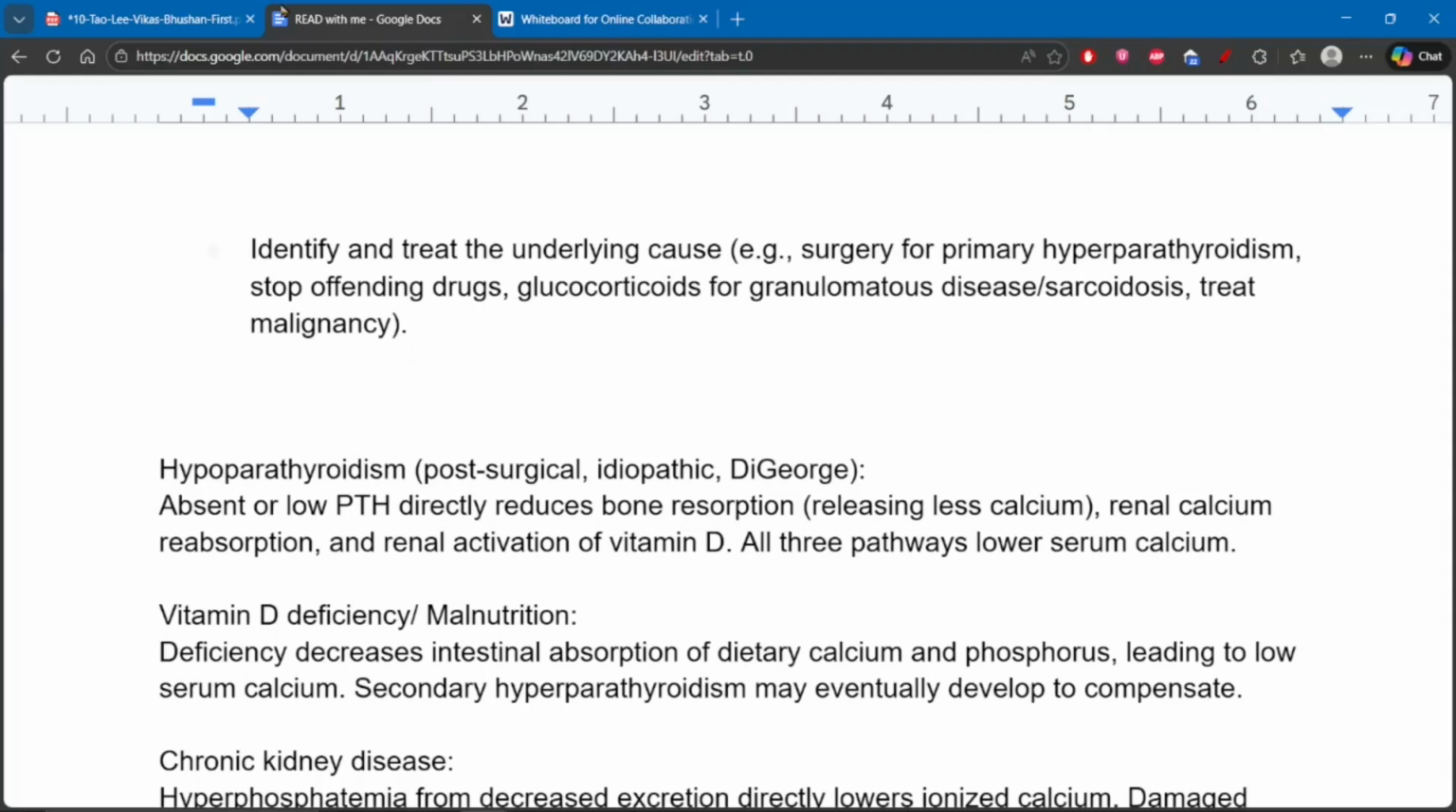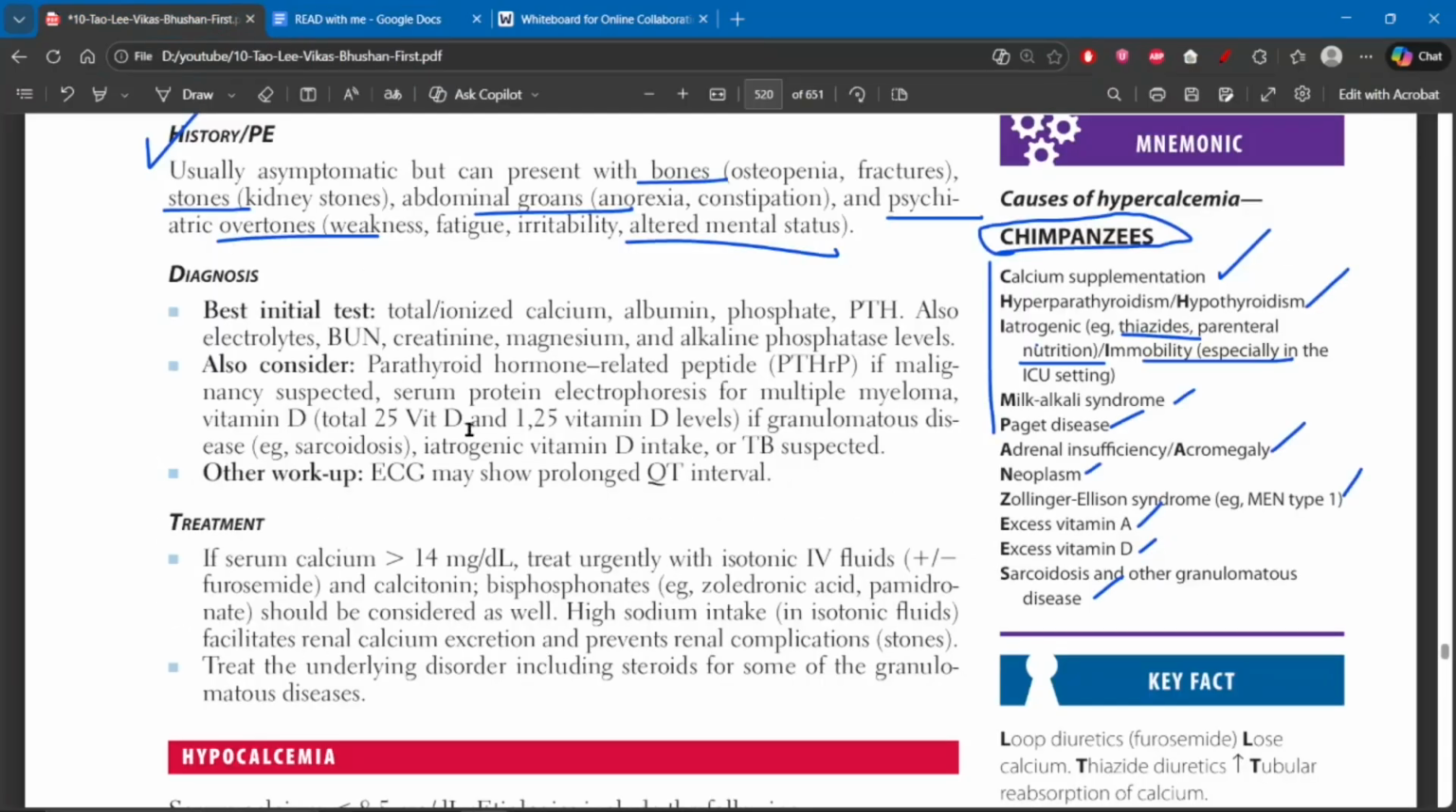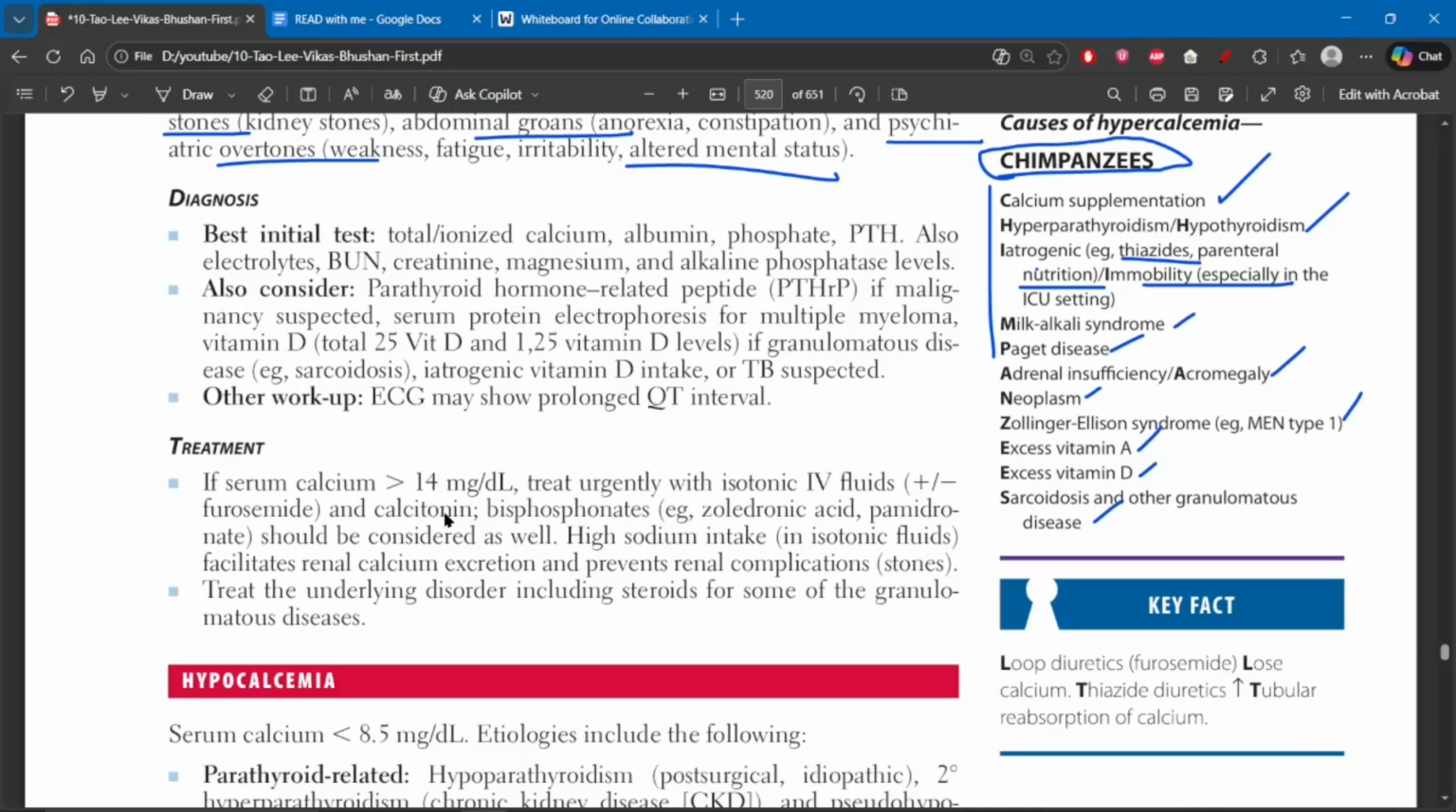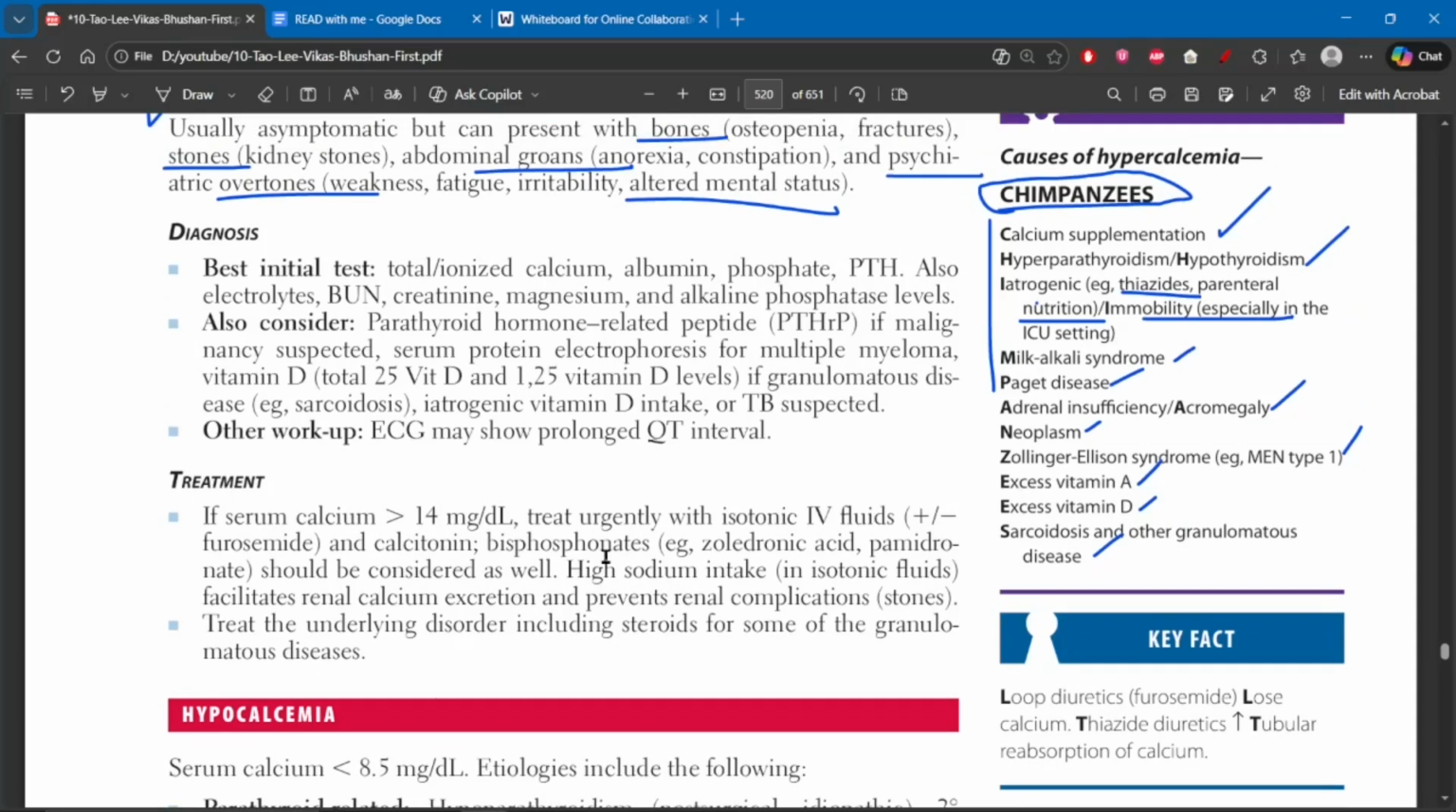All right, so this is the diagnosis. One thing more in diagnosis is that ECG may show a prolonged QT interval. Right, that is something that you have to keep in mind. That QT interval is increased in hypercalcemia, and you may read this yourself, but I've explained everything in my notes, and this is just the reiteration of what we have discussed.